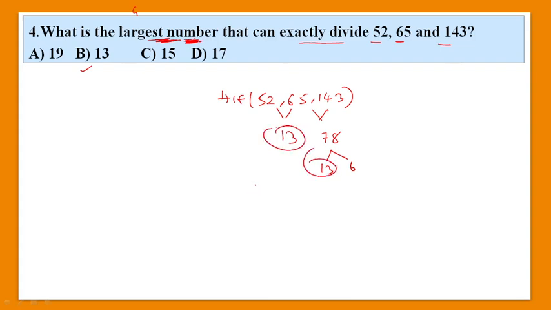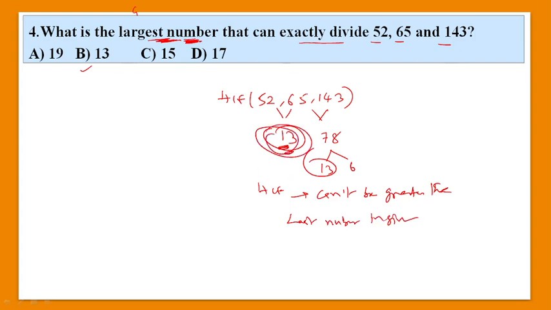And there is also one more point here. HCF can't be greater than the least number present in the given numbers. HCF of two numbers cannot be greater than the least number. So here, it can't be greater than the highest number present here. So the HCF will be 13 only.